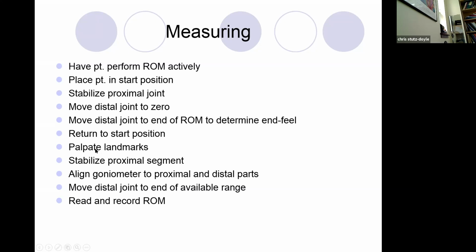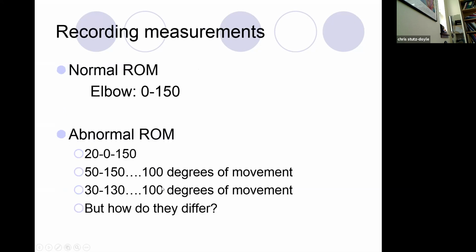We want to palpate whatever landmarks we're going to use. Stabilize proximally, move distally. So you're going to align the goniometer to the proximal and distal parts, and you're going to move that distal joint. You're going to read the goniometer, and you're going to record the range of motion.